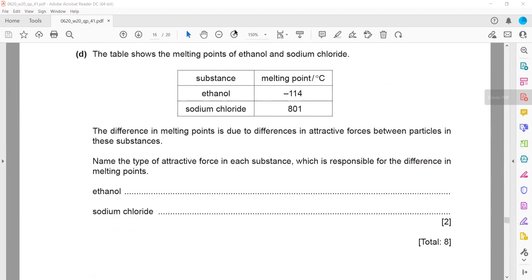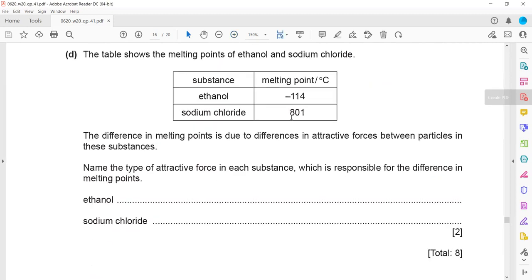The last part, the table shows the melting points of ethanol and sodium chloride. This is related to bonding and structure. Ethanol is a covalent compound, so it will have a weak force of attraction. Sodium chloride is an ionic compound, so it will have a strong force of attraction. That's why you can see the melting point is low here, and the melting point is high here. The difference in the melting point is due to attractive forces between the particles.